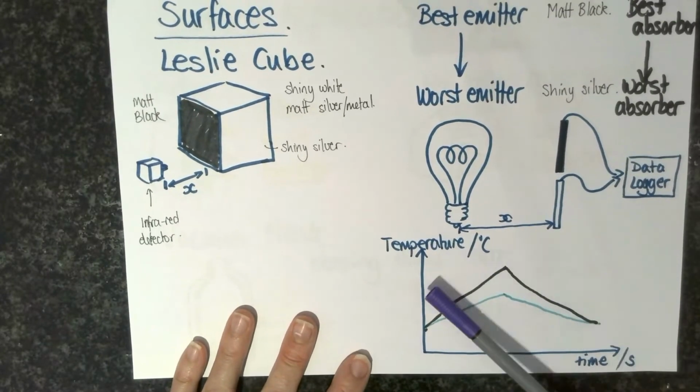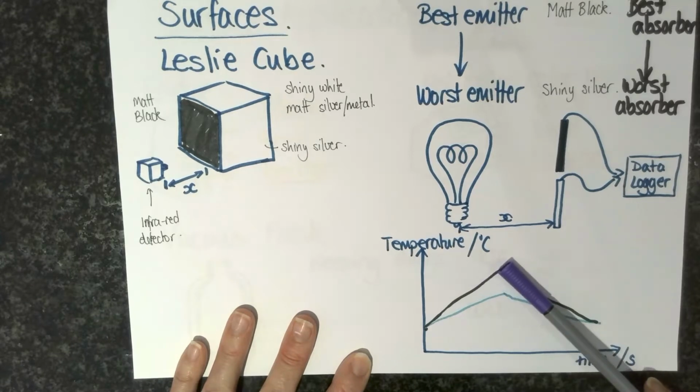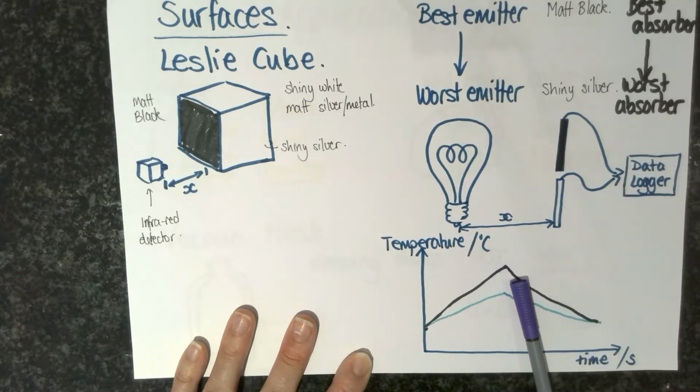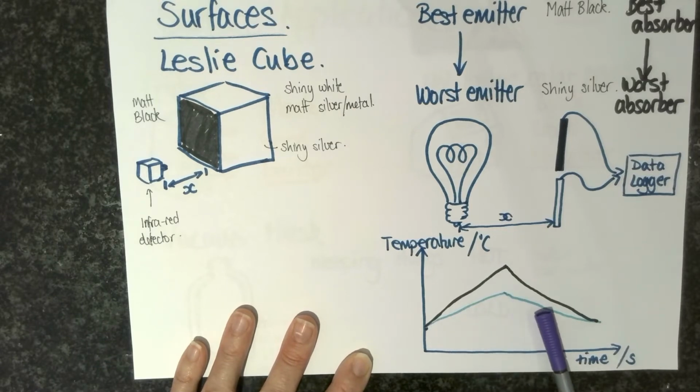Now here what we see is that the black probe increases in temperature more quickly, but when we turn the lamp off, it loses the thermal energy more quickly as well. Whereas the shiny silver probe doesn't increase in temperature as quickly, but when the lamp is turned off, it loses the thermal energy more slowly as well. If we plot temperature against time.